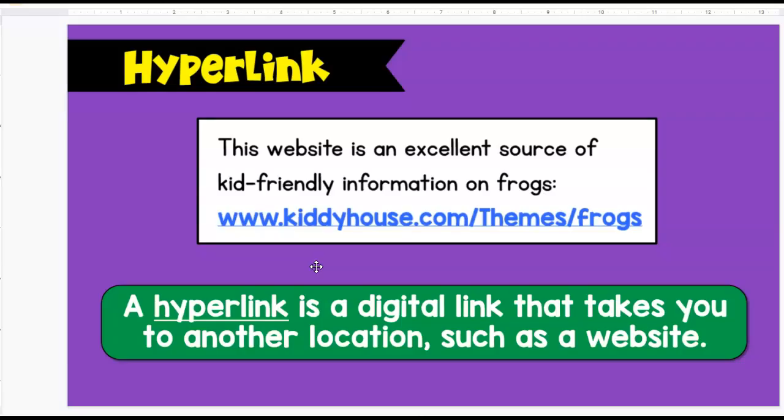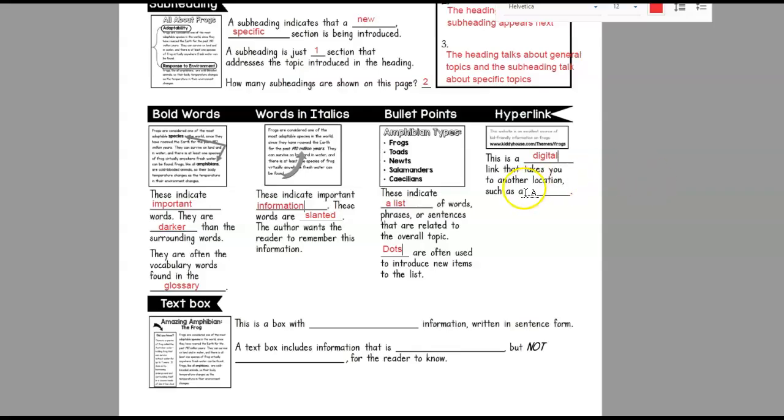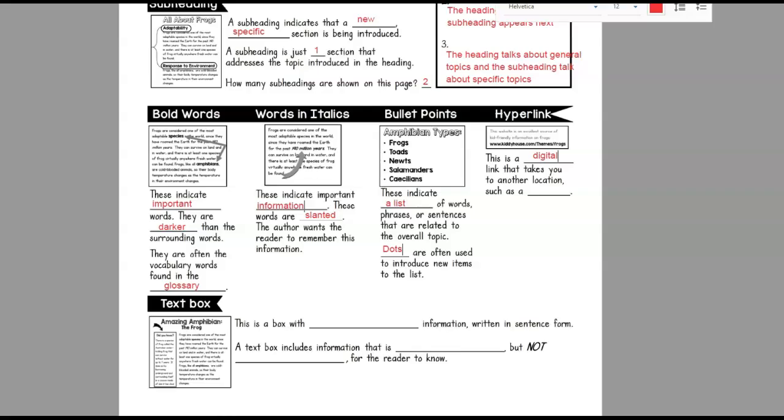We use hyperlinks in Canvas. You click on the blue underlined part and it takes you to a video or it takes you to a worksheet. So we use hyperlinks. A hyperlink is a digital link that takes you to another location. So let's go to our worksheet. This is a digital link that takes you to another location, such as a website. So I'm going to go back. I'm going to put website.